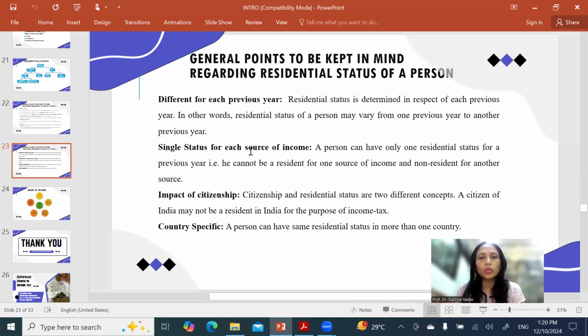Then, single status for each source of income. Single status for each source of income means a person can have only one residential status for a previous year. He cannot be a resident for one source of income and non-resident for another source of income.